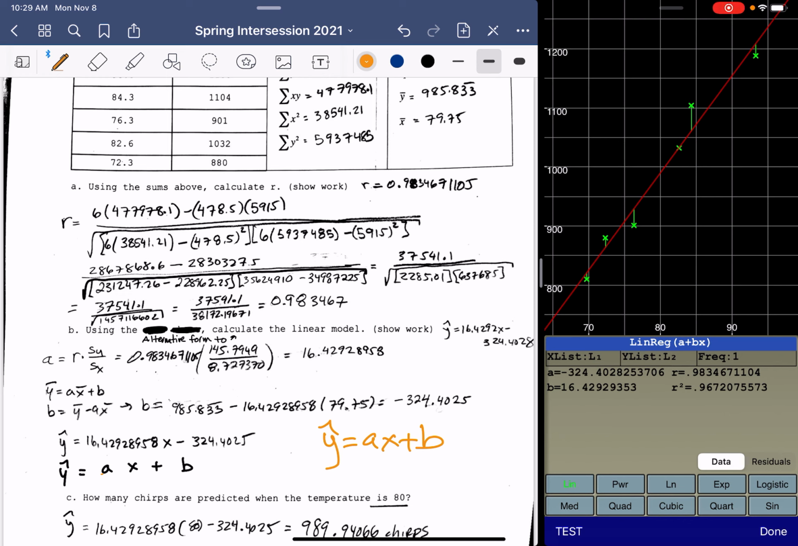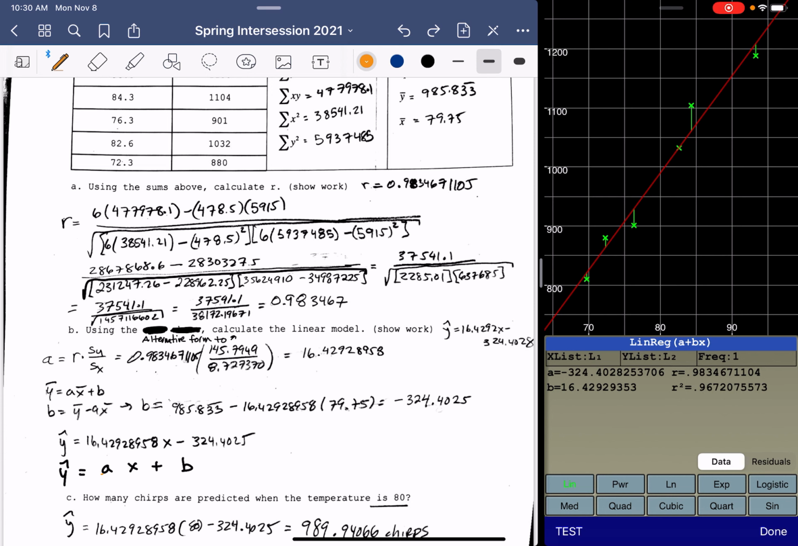In statistics, when you take master's level statistics, it's going to be y hat equals, let me see if I remember this, it would have to be bx plus a. You would think it would be a first and then b, but it's not. So if you look over here, these letters are wrong. The letters are wrong, but the numbers are right.